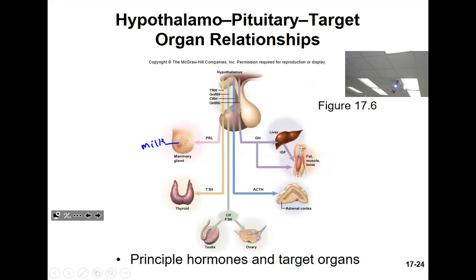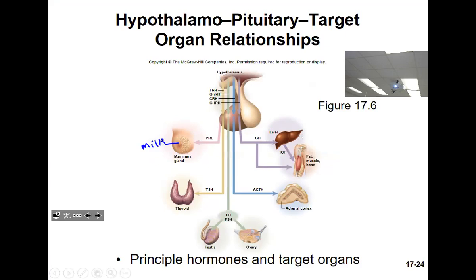We've got a second hormone. Second hormone, from where? Talk out loud while you're studying, it'll help you. From the pituitary, it is called TSH. TSH stands for thyroid stimulating hormone.